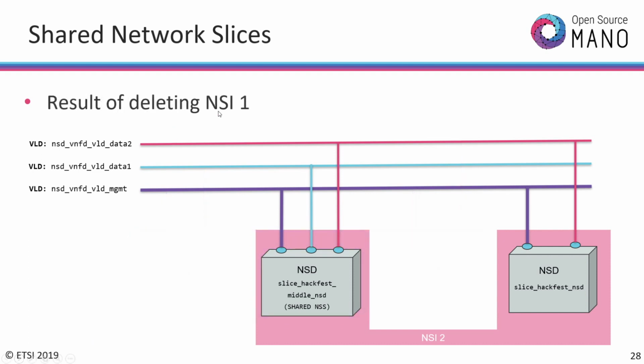So the result of deleting NSI1 is that the middle NSD is shared with NSI2, and the network slice subnet is not deleted, and the slice Hackfest NSD is also there because it belongs to NSI2. Okay, the networks created for the middle NSD still remain there, and the connections from the middle Hackfest and the slice Hackfest NSD are not being affected.